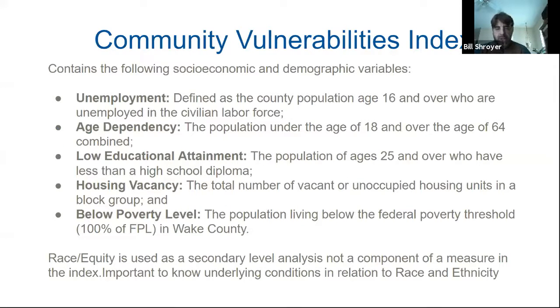The other index that we created was based around 5 additional indicators. They were unemployment as defined by the census, those 16 and over who are unemployed in the civilian labor force; age dependency, which was a combination of under 18 and over 64; low educational attainment, those with less than a high school diploma, age 25 and over; housing vacancy, which was the number of vacant or unoccupied houses at the block group level; and then our actual poverty level, which is considered up to 100% of the federal poverty limit.